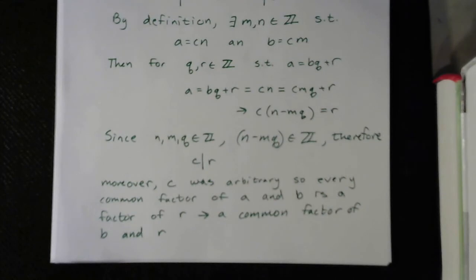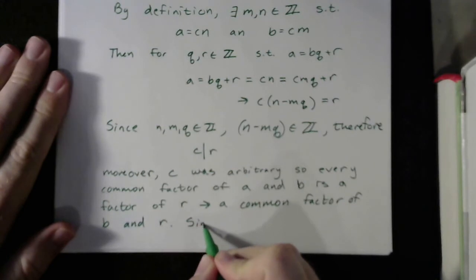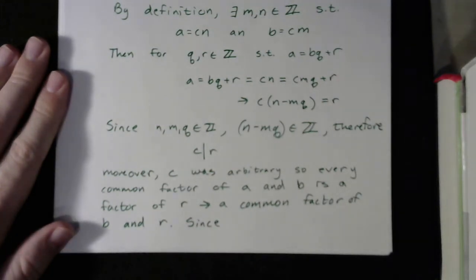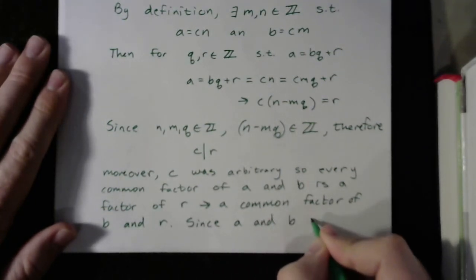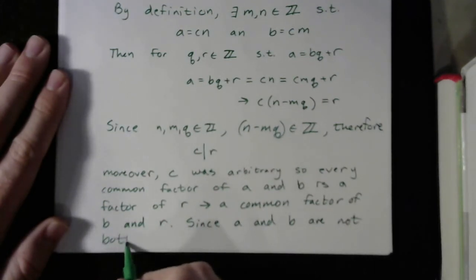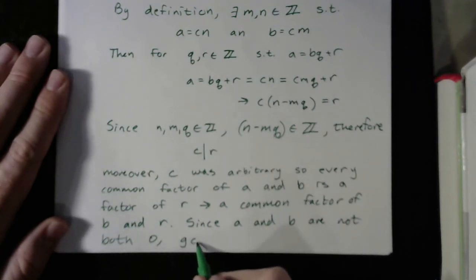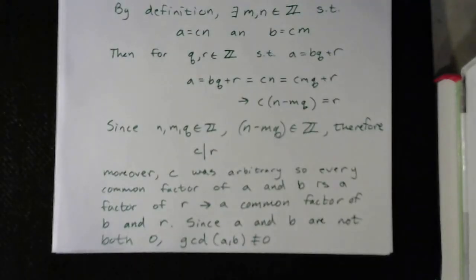So since A and B are not both 0, the GCD of A and B isn't 0. This is why up there we had to make that change, that A is non-zero or B is non-zero. Because if they're both 0, then our GCD could be 0. But as long as they're not both 0, then we can ensure that this is true.